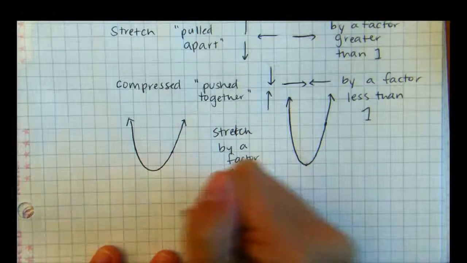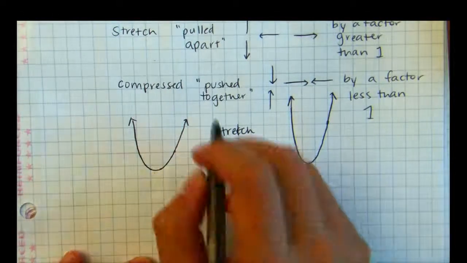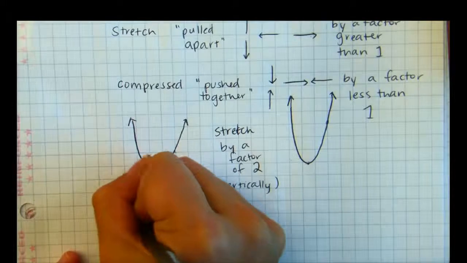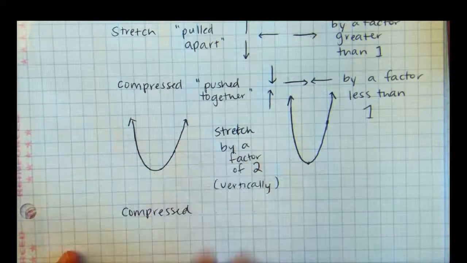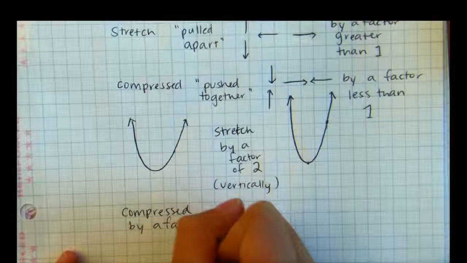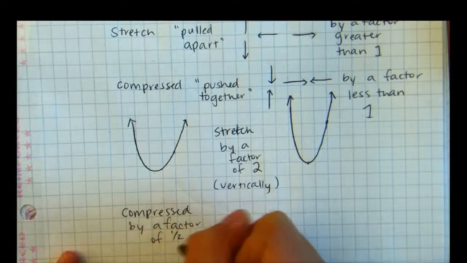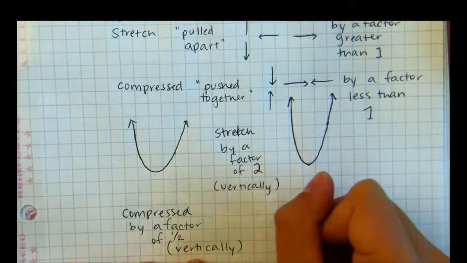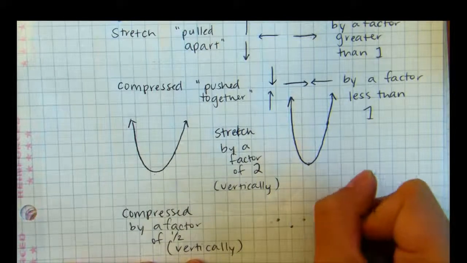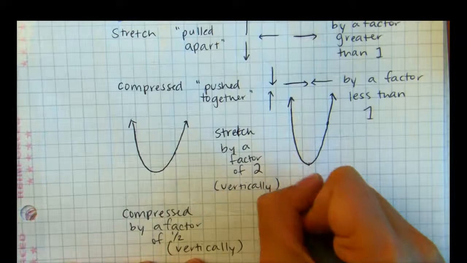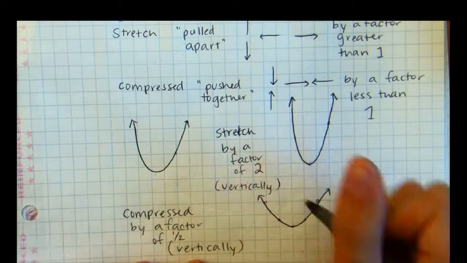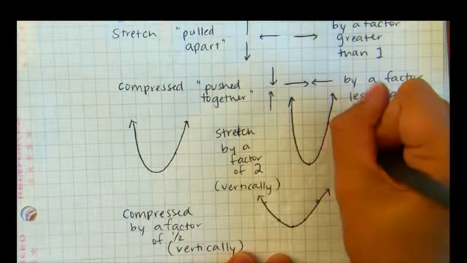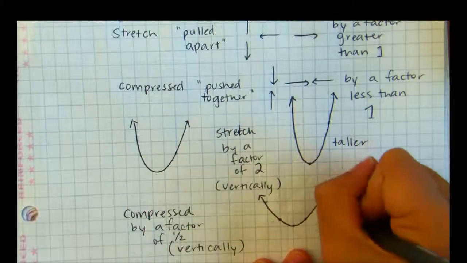Okay? Versus if this is being compressed vertically, let's say by a factor of 1/2, and again vertically, then my parabola might be getting wider and wider, where it looks something like this. It looks more like a bowl than like a U. So stretched vertically, it's getting taller. Compressed vertically, it's getting wider.